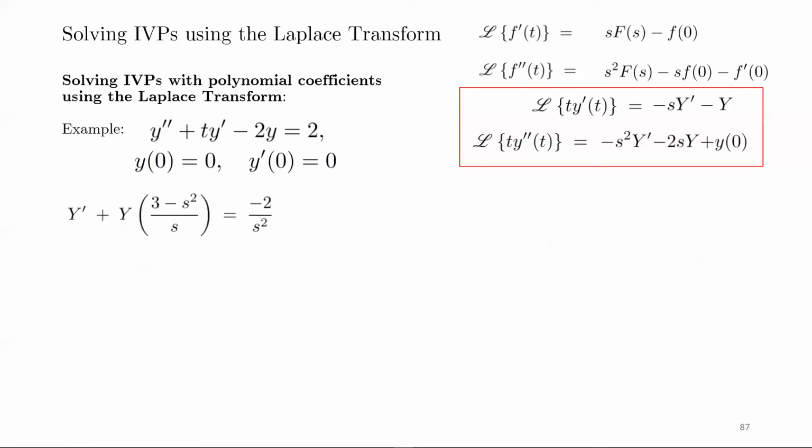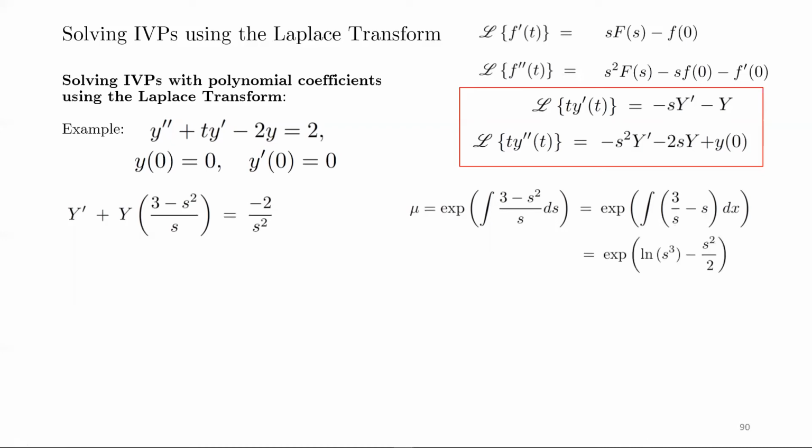Okay, so if you recall that mu is equal to the exponential of the integral of the thing that's multiplying this Y. Okay, so this term here. So I can simplify this fraction here as 3 over s minus s. Okay, and then if I integrate that, I'm obviously going to get a logarithm term here. So 3 times the log of s, or let's just say the logarithm of s cubed, minus s squared over 2.